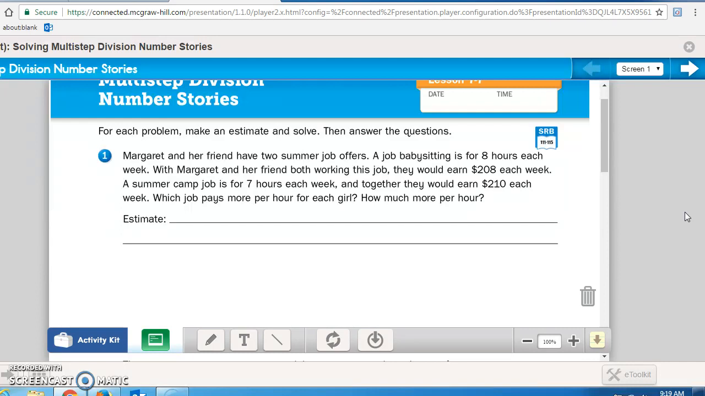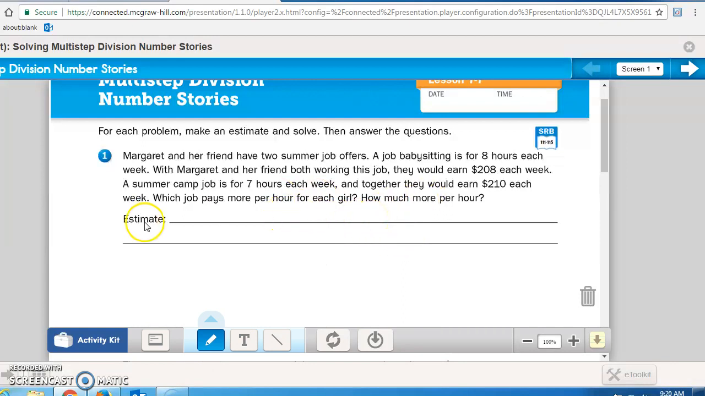So on Math Journal, page 245, read it silently to yourself as I read it out loud, and it says, for each problem, you need to make an estimate and solve, and then make sure you answer the questions. Margaret and her friend have 2 summer job offers. A job babysitting is for 8 hours each week. With Margaret and her friend both working this job, they would earn $208 each week. A summer camp job is for 7 hours each week, and together they would earn $210 each week. Which job pays more per hour for each girl, and then how much more per hour?